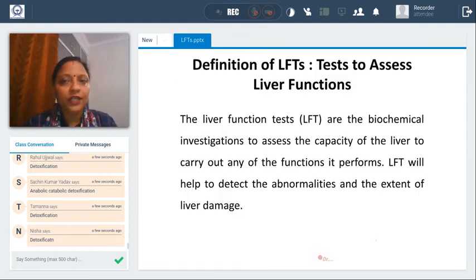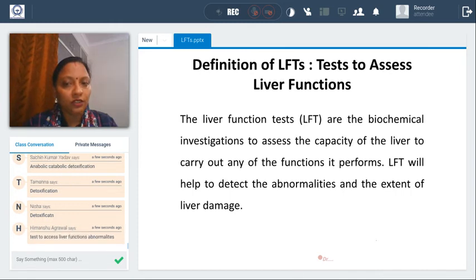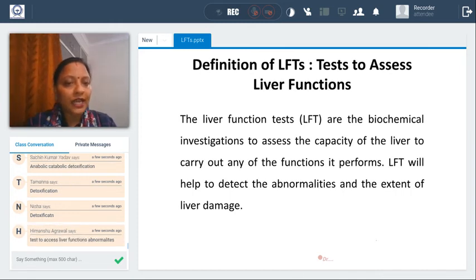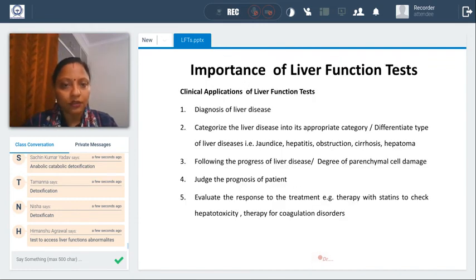What is the definition of LFT? Tests to assess the liver function. So LFTs help to detect the abnormalities and the extent of liver damage. This is the importance of these liver function tests for the diagnosis, for the prognosis, and for evaluation of the response to the therapy or treatment.